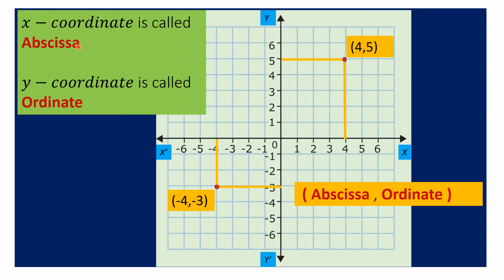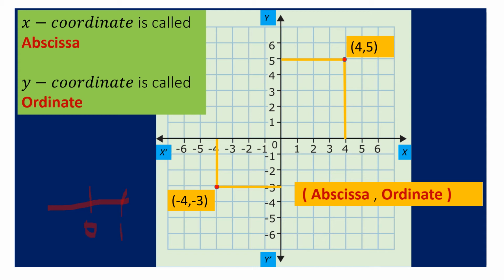So the x-coordinate is called the abscissa and the y-coordinate is called the ordinate. Okay? So whenever you want to represent a point in a plane, how do you represent it? On a number line, how did we represent points? When we had a number line, how did we represent?